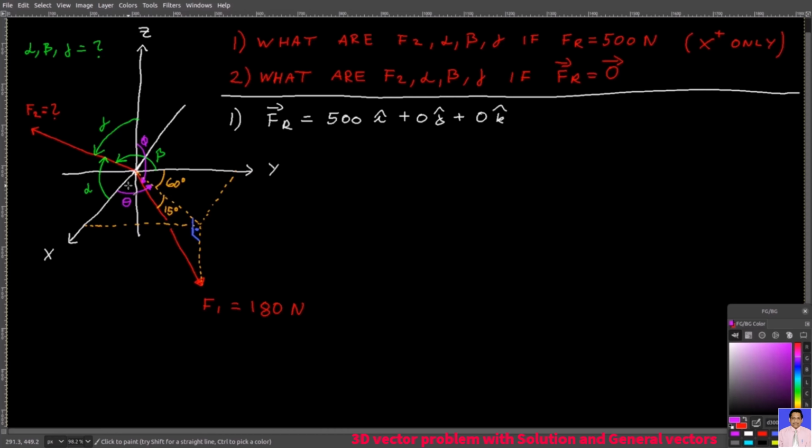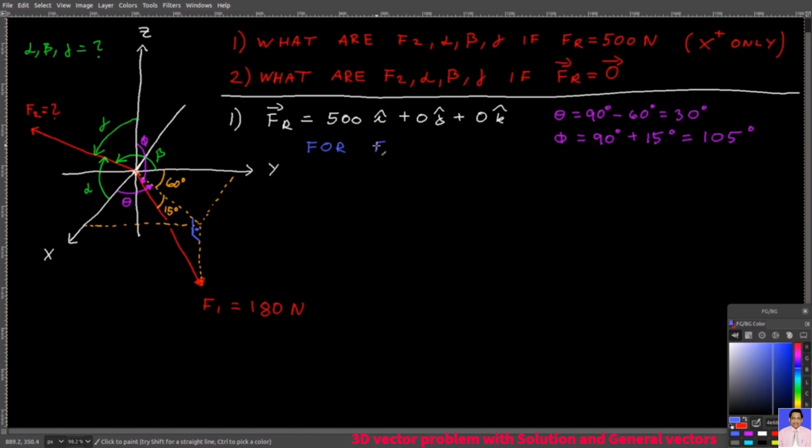You have 90 degrees between the positive x and y axis, so theta equals 90 degrees minus 60 degrees, and that would be 30 degrees. And then phi equals, you have 90 degrees between the positive z-axis and the xy plane, and then to that you should also add 15 degrees. So 90 degrees plus 15 degrees equals 105 degrees.